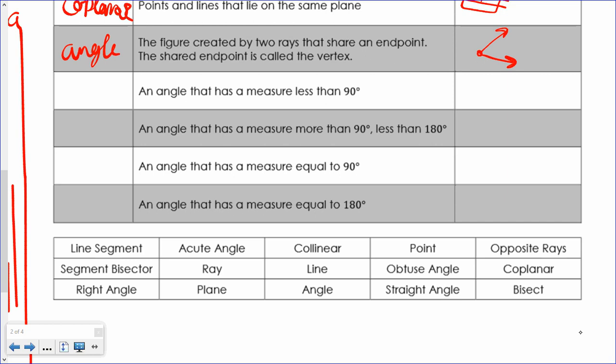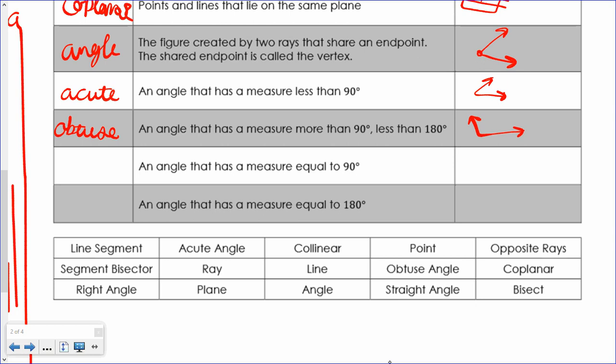All right, what kind of an angle has a measure less than 90? Acute. You guys can draw whatever type of acute angle you want. Anything from 1 degree to 89 degrees and anywhere in between, decimals included, that's acute. All right, an angle that has a measure more than 90 but less than 180. Obtuse. All right, again, you can draw whatever you want for the obtuse.